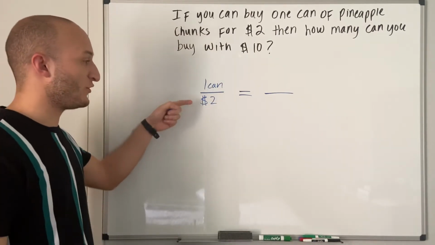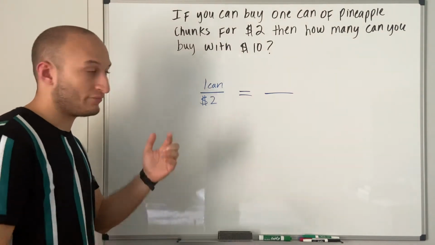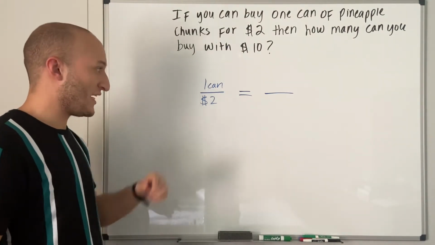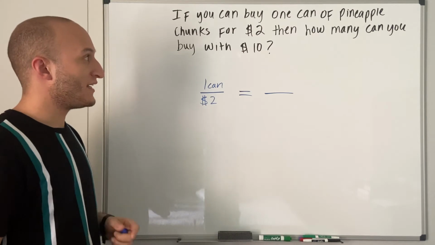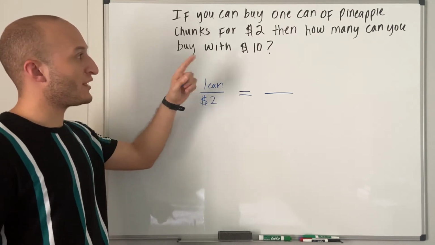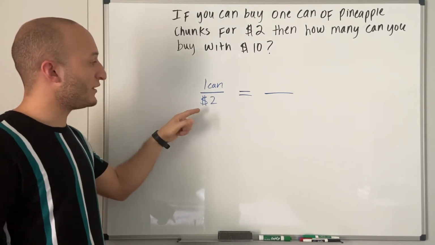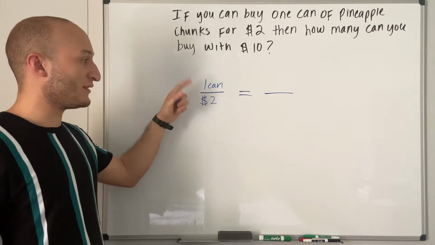1 can, $2. That's my conversion rate, right? For every 1 can, I have to pay $2. Now I'm going to do the same thing for the other part, and I'm going to keep dollars on the bottom and cans on top.